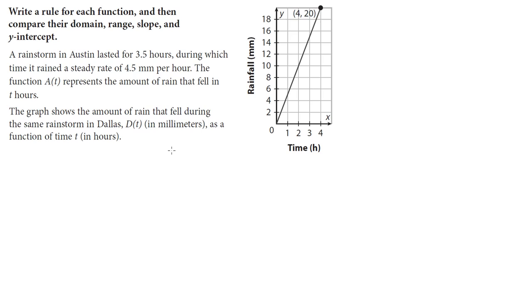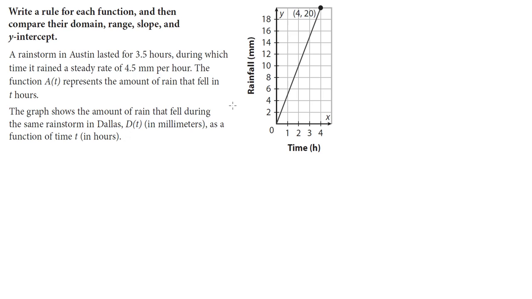So let's take a look at this example here. It says write a rule for each function and then compare their domain, range, slope, and y-intercept. A rainstorm in Austin lasted for 3.5 hours, during which time it rained at a steady rate of 4.5 millimeters per hour. The function a of t represents the amount of rain that fell in t hours. The graph shows the amount of rain that fell during the same rainstorm in Dallas, d of t in millimeters, as a function of time, t in hours.